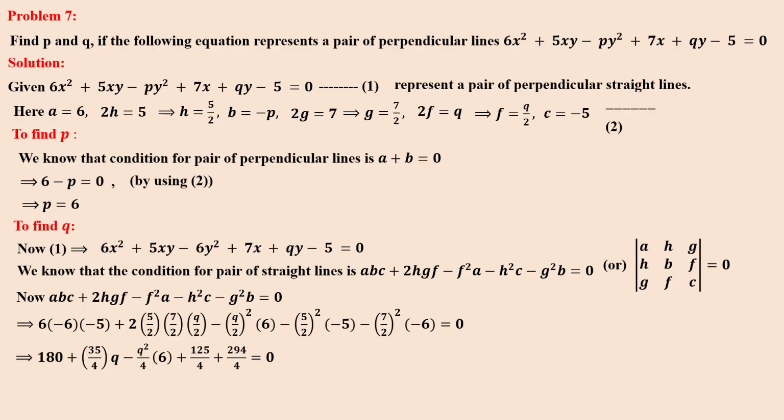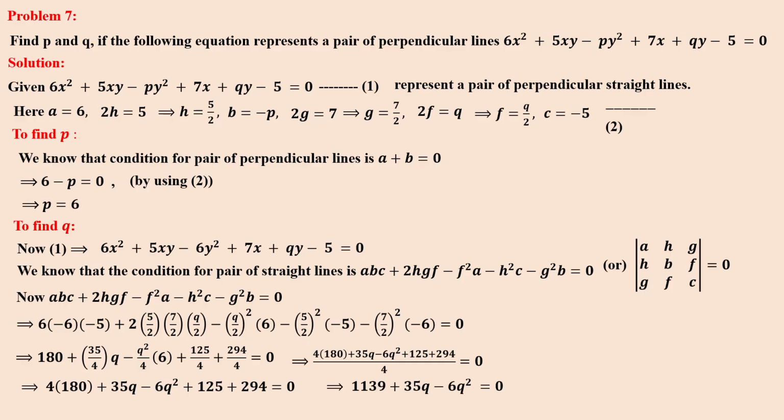So simplifying, we are taking LCM as 4. So the numerator is 4 into 180 + 35q − 6q² + 125 + 294 equal to 0. Just to do the cross multiplication, we will get 4 into 180 + 35q − 6q² + 125 + 294 equal to 0. So this implies 1139 + 35q − 6q² equal to 0. Rewriting this equation, you will get a quadratic in q: 6q² − 35q − 1139 equal to 0.